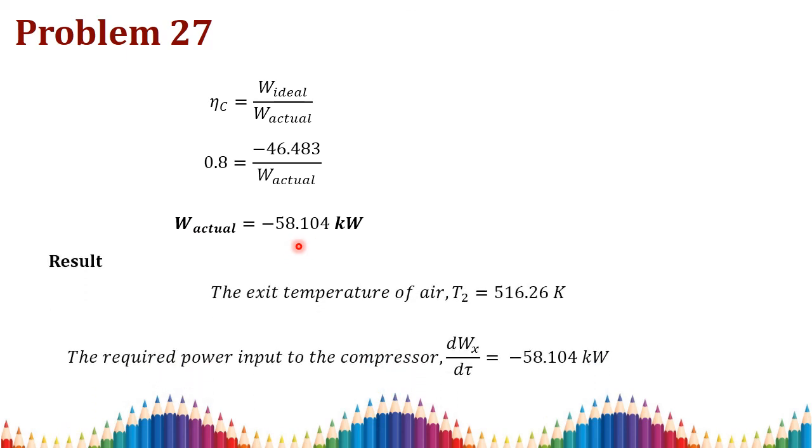As a result, the exit temperature of the air T2 is 516.26 Kelvin. The required power input to the compressor, that is the actual work dWx by d tau, is equal to minus 58.104 kilowatt. Thank you.